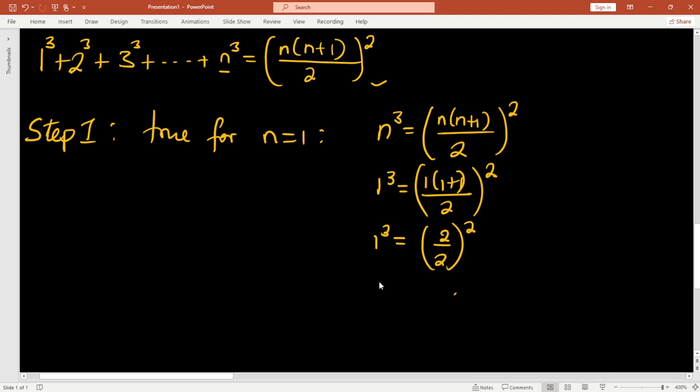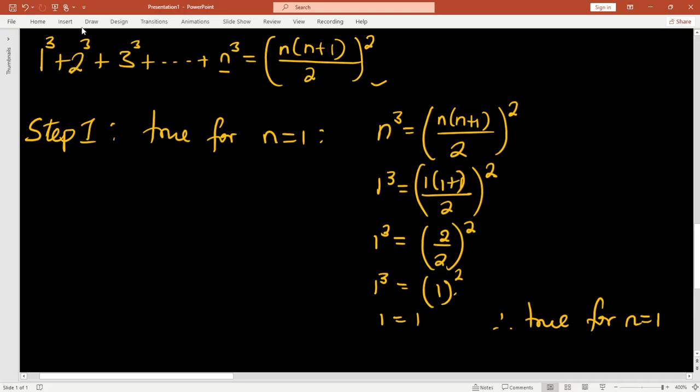So here 1 to the power 3, then here we're going to have 2 over 2, 1 squared, so 1 is equal to 1. So if this is the case, then we say therefore true for n equal to 1.